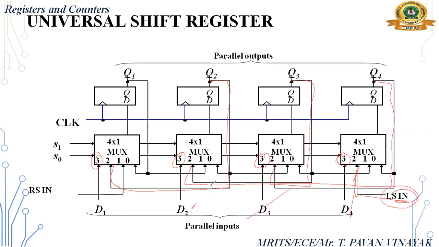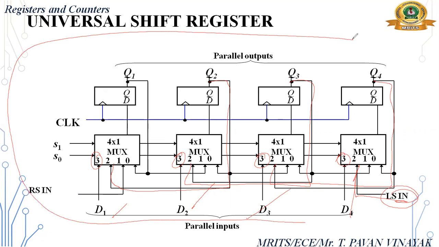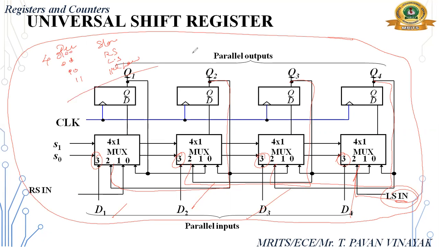D4, D3, D2, D1. So this is the universal shift register. It performs 4 operations: storing, right shift, left shift, and the last one is parallel load, for 0 0, 0 1, 1 0, 1 1. This is the universal shift register.